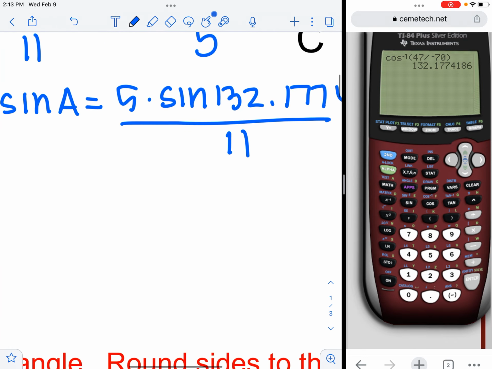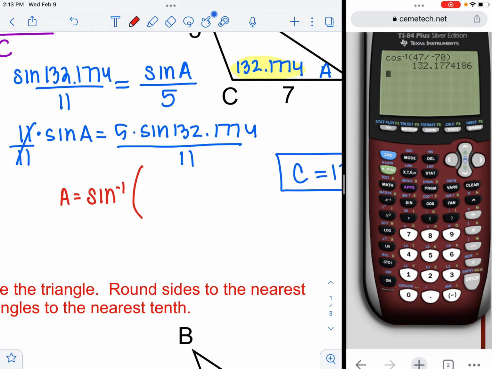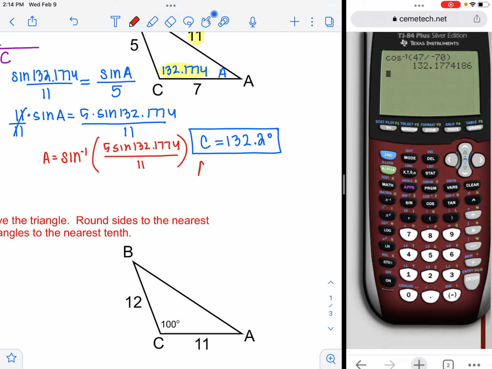This is gone. On the right side, I have that sine of angle A. I need to get rid of sine. To get rid of sine, we use sine inverse. So I'm going to do A equals, I'll sine inverse both sides. The left one cancels out. On the right, I have sine inverse of 5 sine of 132.1774 divided by 11. All right, now I'm ready to put this in my calculator.